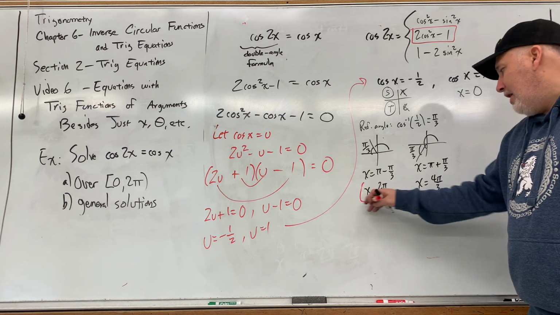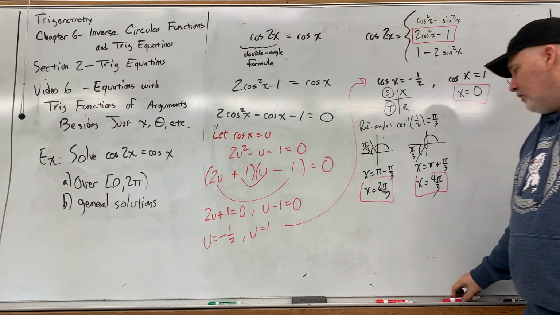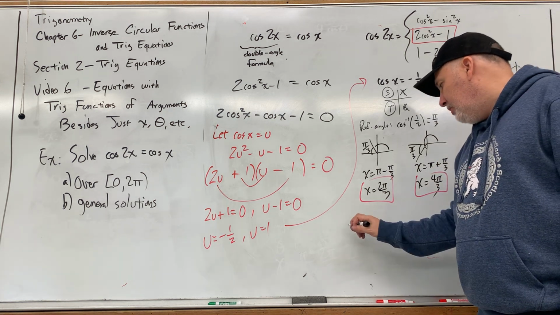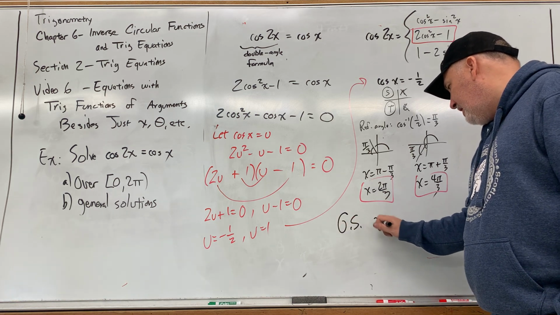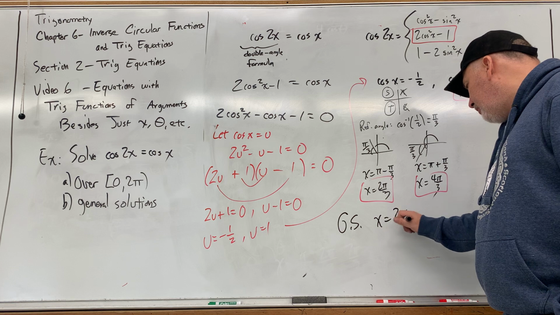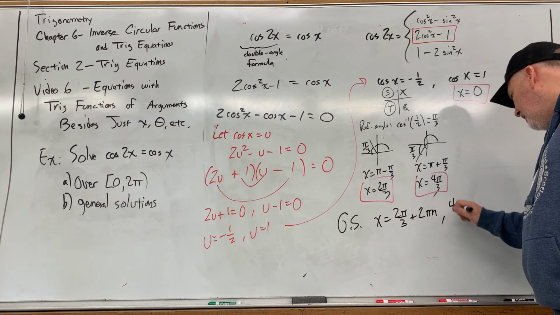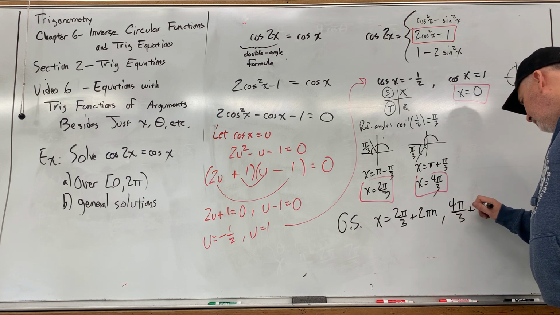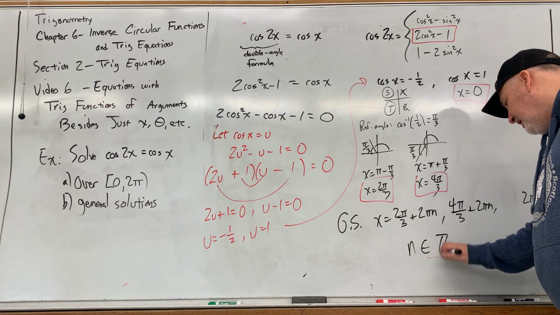So here are our specific solutions in the desired interval. And for our general solutions, we just have to append the period multiplier. So our general solutions will be x equals 2 pi over 3 plus 2 pi n, 4 pi over 3 plus 2 pi n. And technically 0 plus 2 pi n, but 0 plus anything is itself, so we don't need the 0. And of course, all of these are an element of the integers.